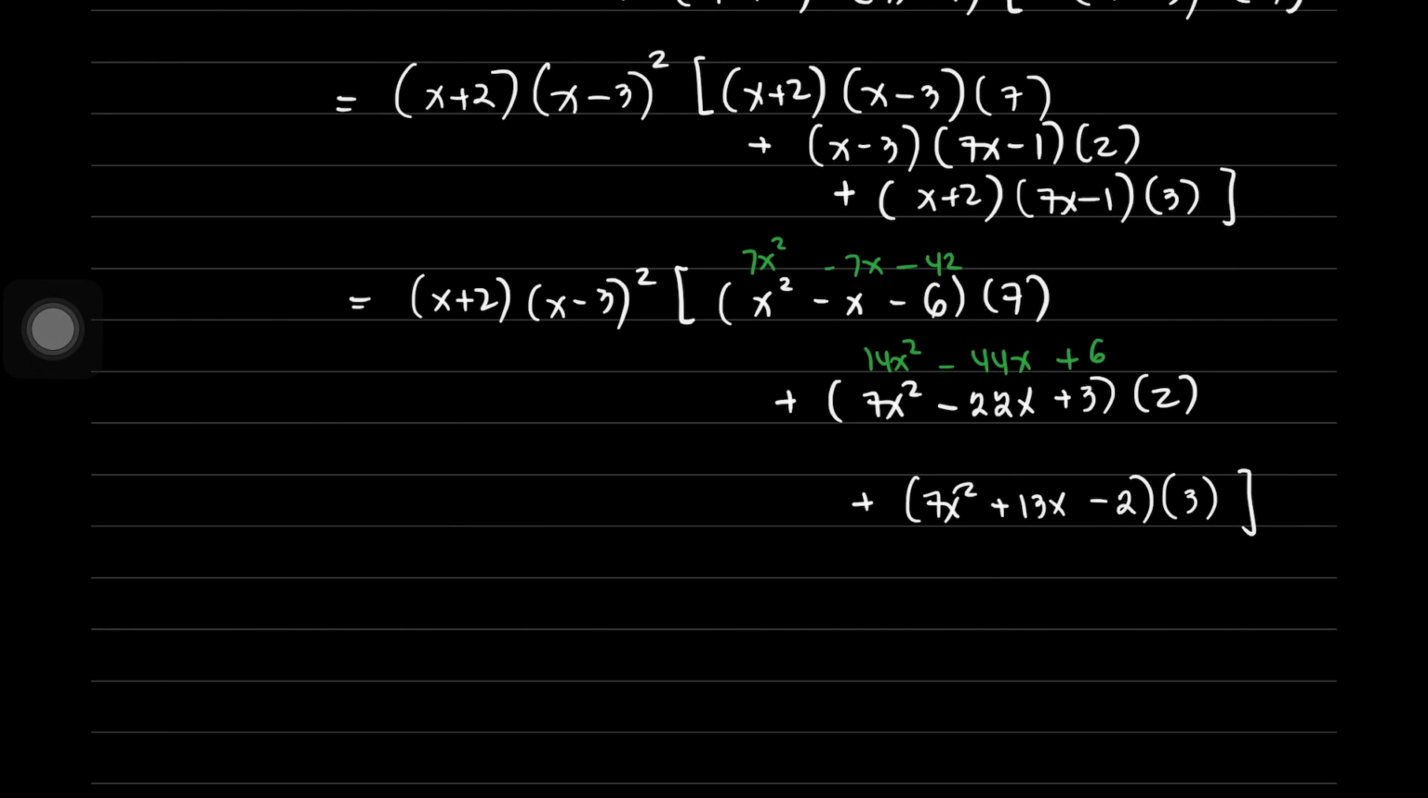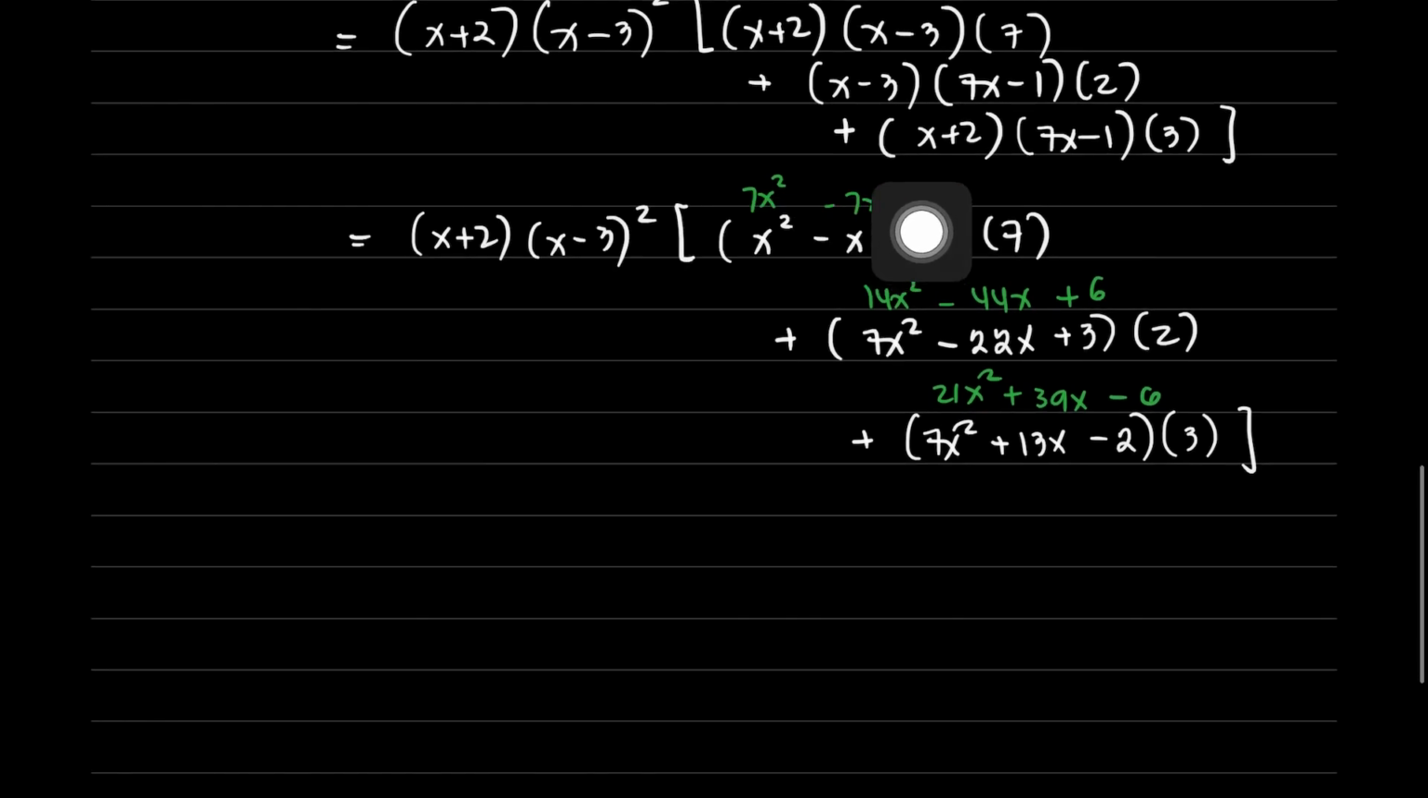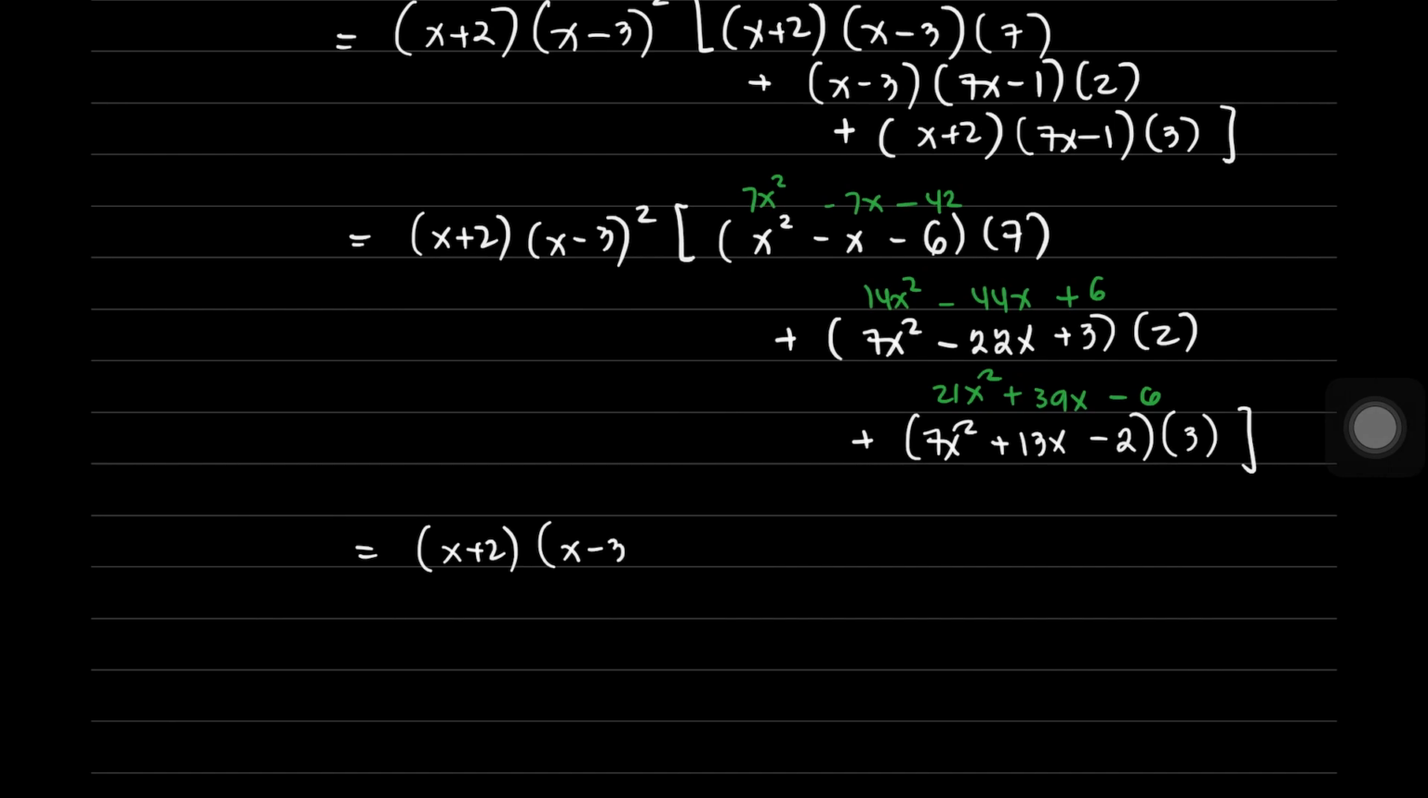And in here, we have 7 times 3, so that is 21x squared. And then 13 times 3, so that is plus 39x. And then we have negative 2 times 3, so that is negative 6. Right? So, we're just going to collect similar terms in here, and then that would now be the second derivative of the function y. So this is now equal to x plus 2 multiplied by x minus 3 quantity squared multiplied by, alright, so that is now 7x squared, 14x squared, and then 21x squared.